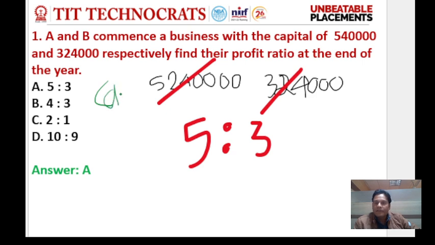Then we make the ratio of their capital. This will give the ratio of their profit also, because the capital ratio is understood as their profit ratio. Here you can find the ratio by cancelling out the common numbers from both capitals. The ratio of their capital is 5 is to 3, so the same ratio will be treated as their profit ratio. Our answer will be 5 is to 3.